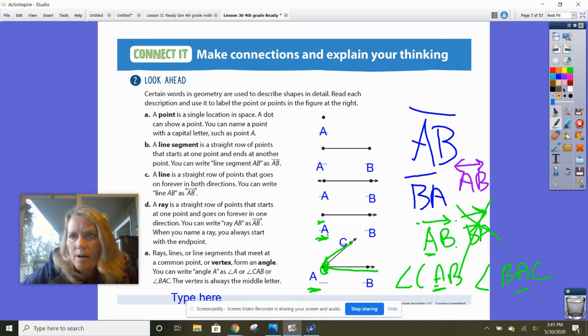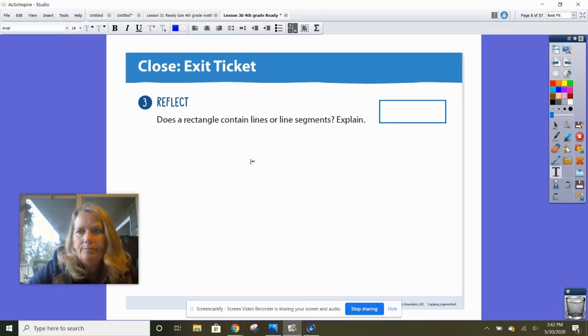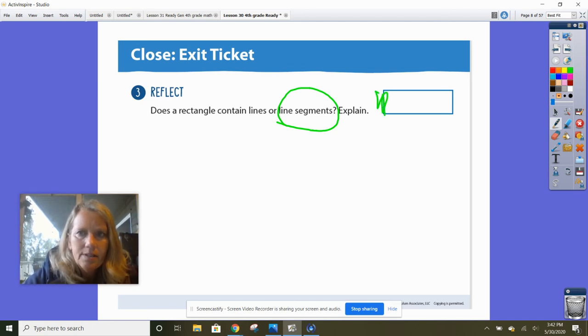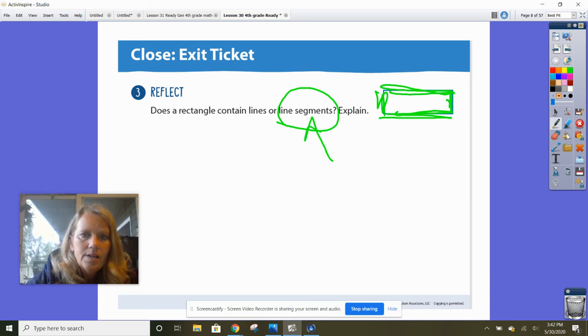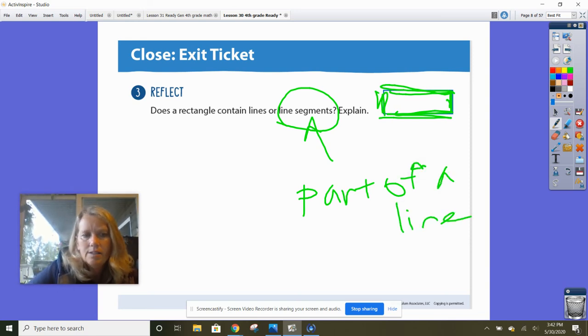So this is important geometry you'll need to know for the rest of your life. Reflect: does a rectangle contain lines or line segments? What would you call those? I agree. They are line segments. And why are they line segments? We've got 4 line segments. Why? Because they are part of a line. They do not go on forever and ever. Line segments make up a rectangle.